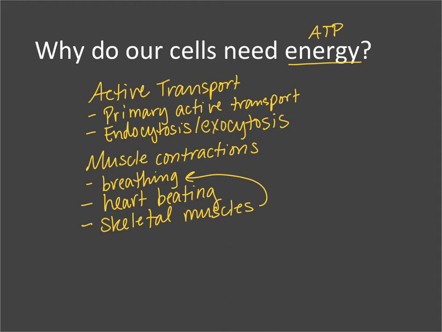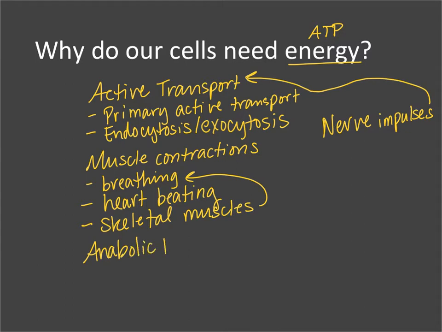We also need ATP for things like nerve impulses, which really rely on these active transport processes. Now, we could go on and on. There are a lot of reasons why cells need ATP. One more I want to mention is anabolic reactions. Remember, anabolic reactions are ones where we take some smaller molecules and bond them together to make bigger molecules. Like I said, these are just some of the examples of reasons why cells need energy in the form of this ATP molecule.